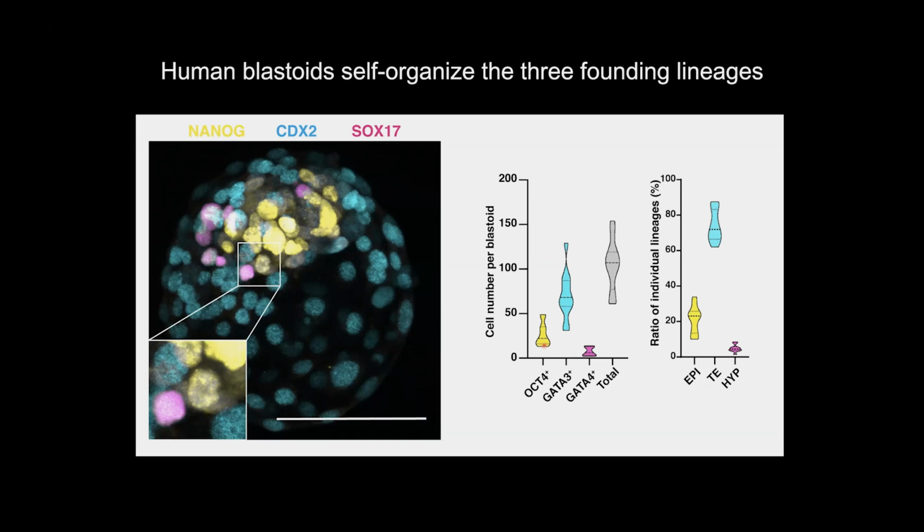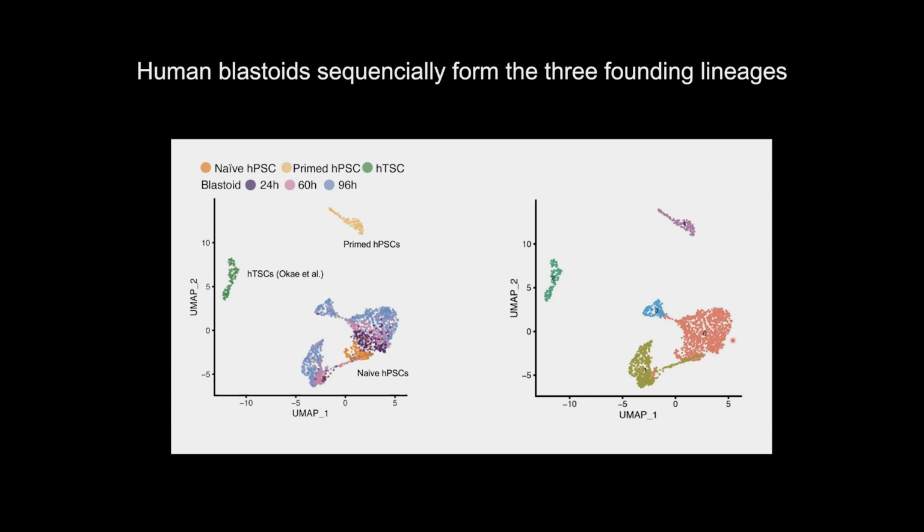You can see that the cell numbers are quite tight between the three cell types, and that the ratios are actually even tighter. But before we engage in any type of mechanistic studies, it is extremely important that we properly evaluate how closely human blastoids are mimicking development.